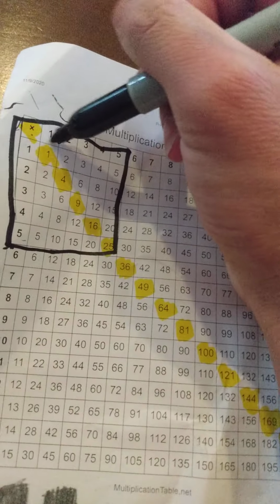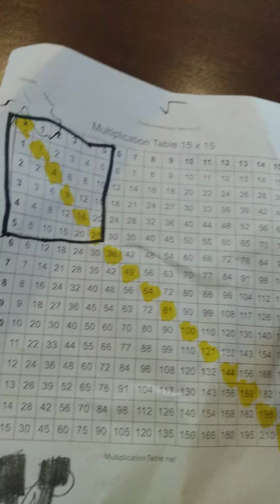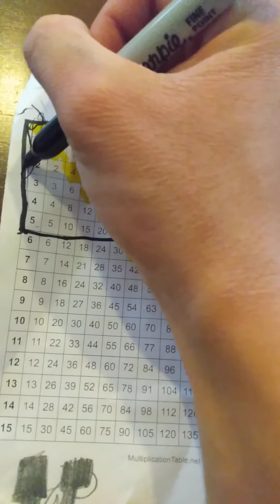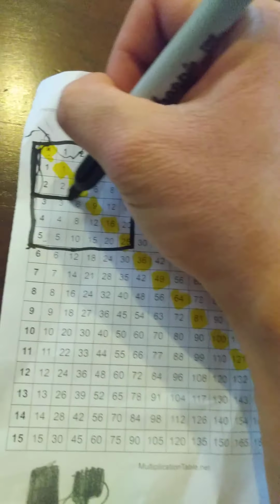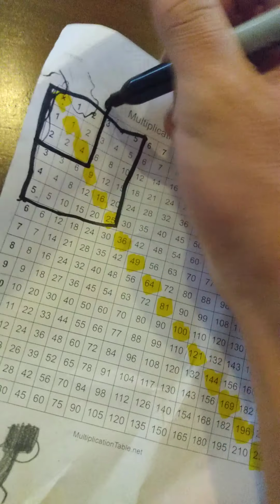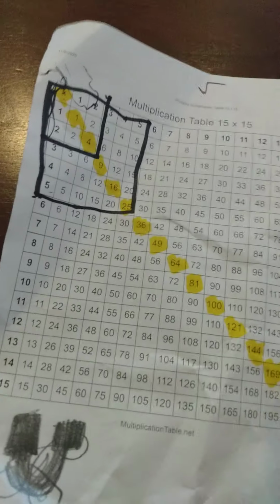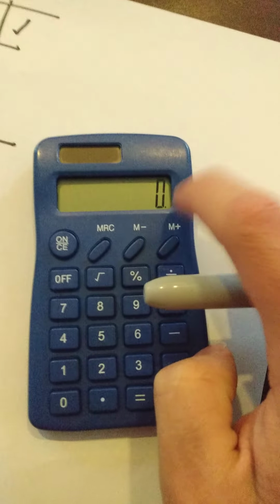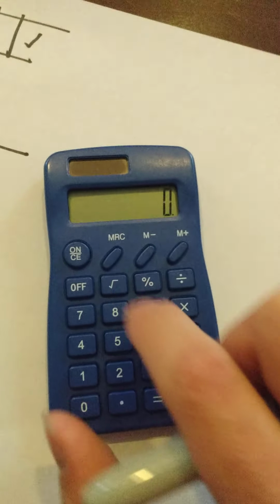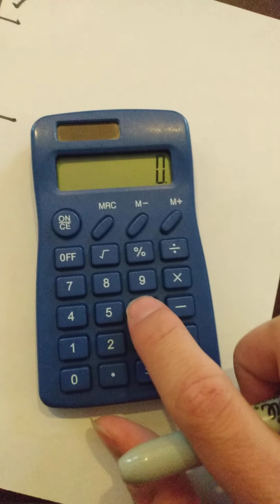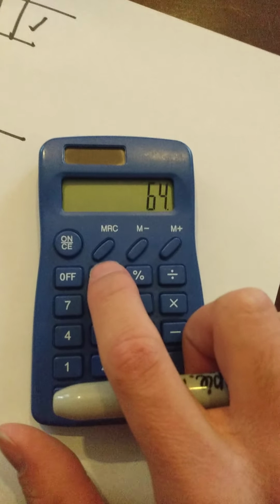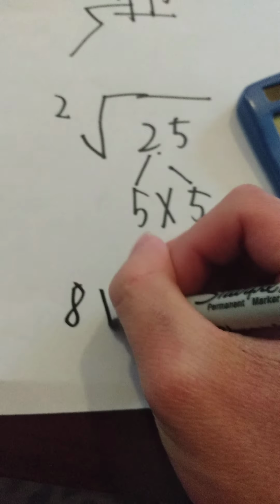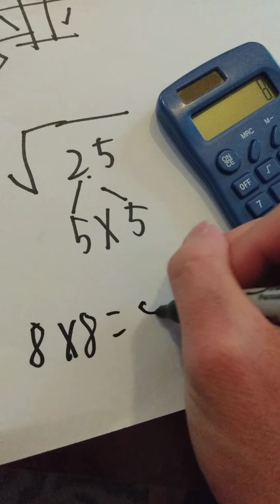And if we draw a square for each highlighted number, like here and here, the square root of 4 is 2, because 2 times 2 is 4. The bigger the square root, the bigger the square. So we have been doing square roots on a calculator. So let's try and find the square root of 64. That would be 8, because 8 times 8 equals 64.